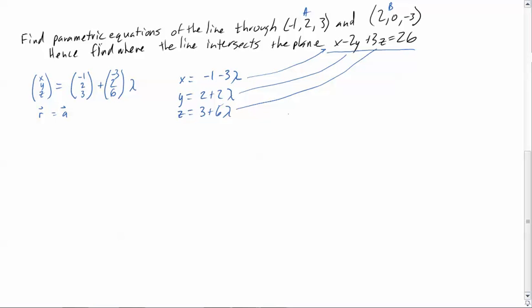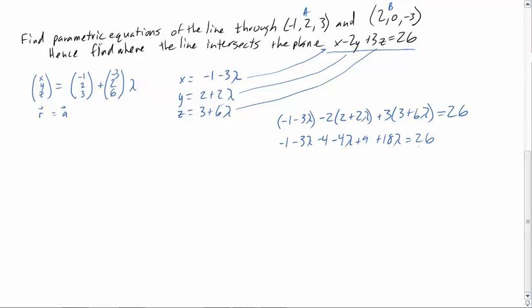When I do that, I end up with (-1 - 3 lambda) minus 2 times (2 + 2 lambda), and then plus 3 times (3 + 6 lambda). The only variable I have left now is lambda, so I can go ahead and solve. First I need to distribute all that. I'm going to have -1 - 3 lambda, -4 - 4 lambda, plus 9 and plus 18 lambda, and that will be equal to 26.